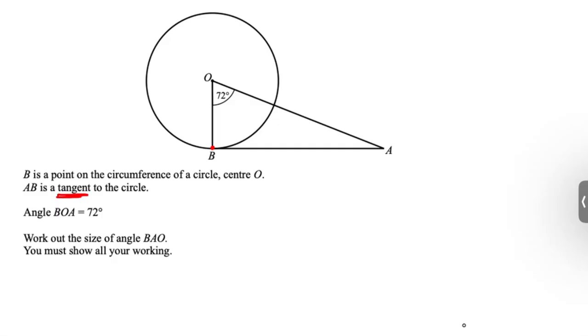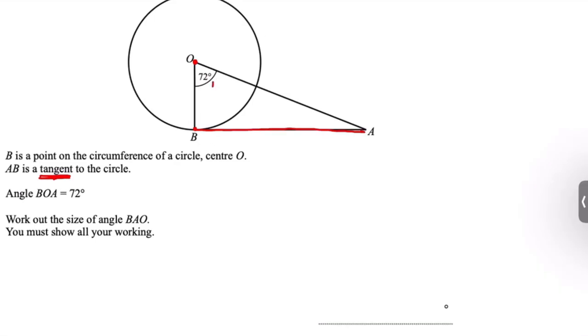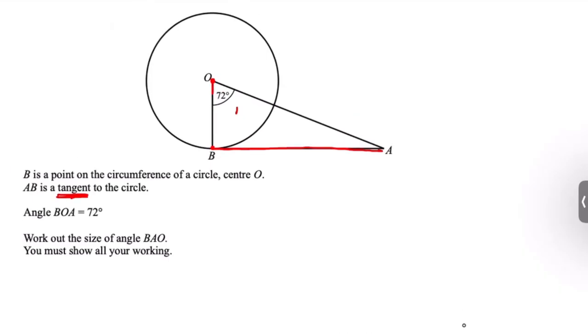AB is a tangent to a circle. Remember, a tangent is just a line which is meeting the edge of a circle. So this line over here is a tangent which is meeting the circle. Now we can see that OB is the radius to a circle. O is the center and it's touching the circumference of the circle.